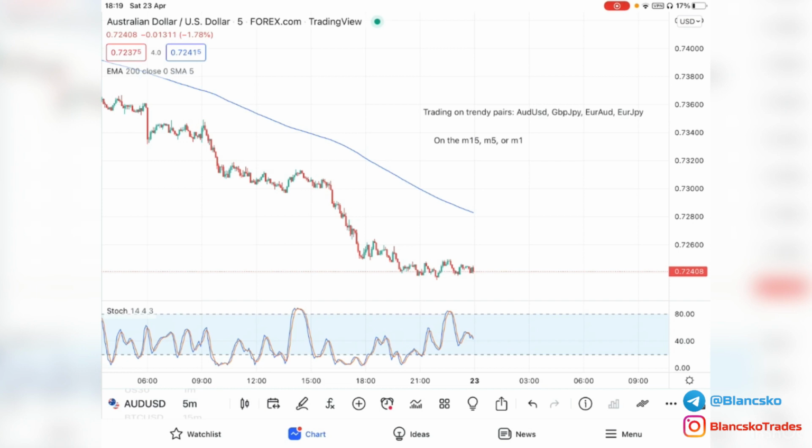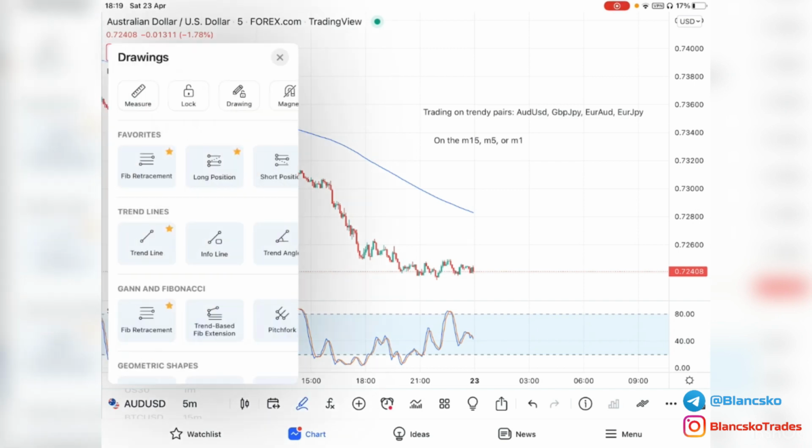You can choose one of these 3, okay? But as I said, the M1 can be too noisy and can move too fast. The M15 can move too slow and give you a small amount of setups. So the M5 might be just the sweet spot, okay? So for this video, I'm just gonna use the M5 on AUD USD, okay?